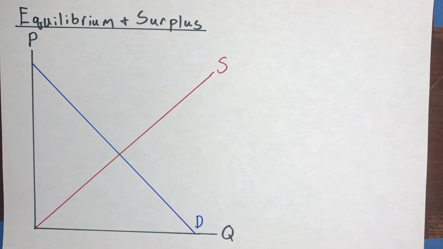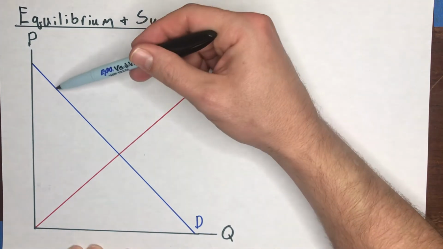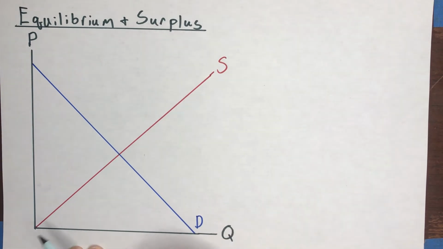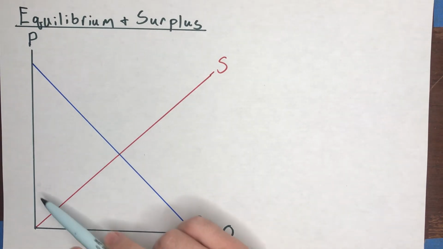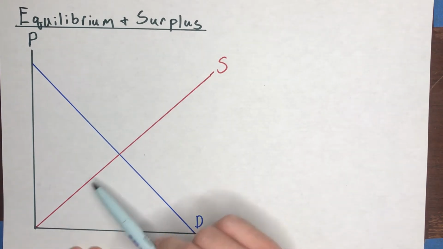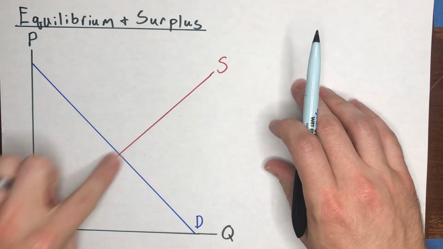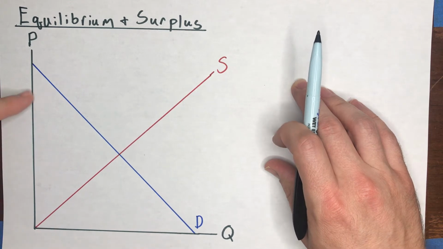In this video, I just want to say a quick word about equilibrium and surplus, consumer surplus and producer surplus. Remember that consumer surplus is the difference between what consumers are willing to pay and the price they have to pay, whereas producer surplus is the difference between the price that sellers receive and the lowest price they would have been willing to accept.